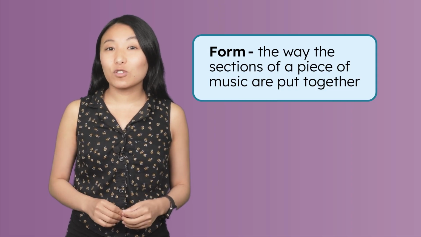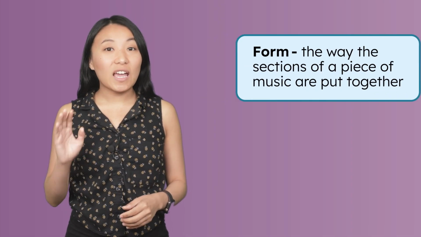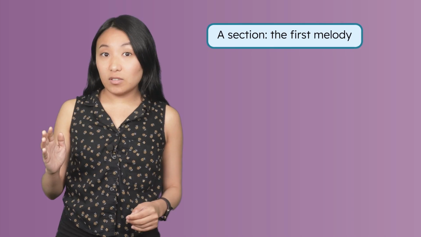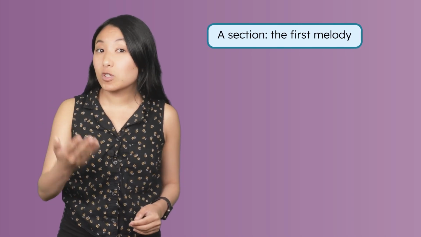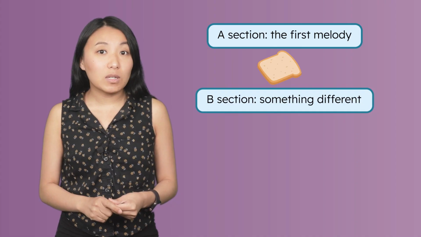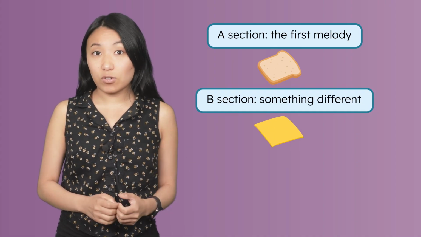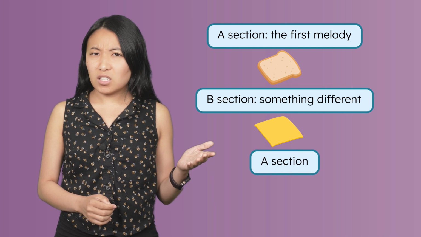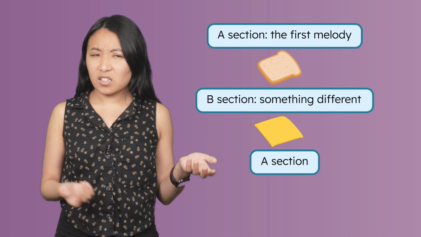One of the most popular forms in classical music is called ABA form. And this form is kind of like a sandwich. Think of it like this. The A section is the first melody, like the first piece of bread. The B section is something different in the middle, like the filling in your sandwich. Then there's another A section, but why not call that the C section?